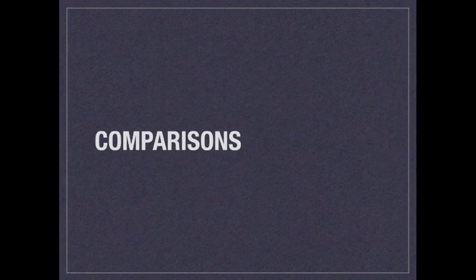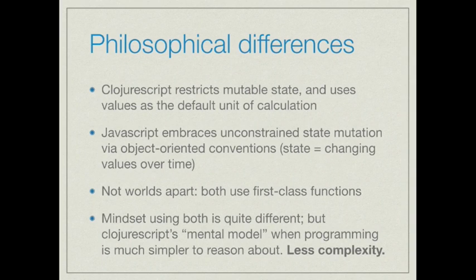So I wanted to have a look at the languages themselves now directly. There's a huge philosophical difference between ClojureScript and JavaScript. ClojureScript calculates with values. If you define something in ClojureScript and you call it Oliver, and you define Oliver as 42, if you look up Oliver, you're always going to get 42. That value will never change. You can't ever redefine Oliver to point at something else.